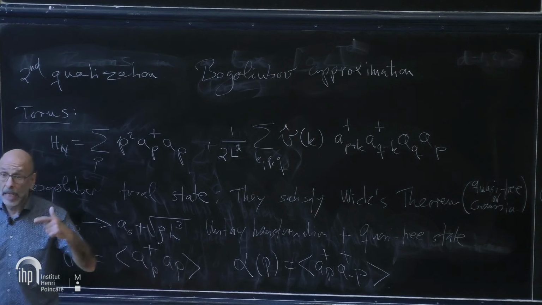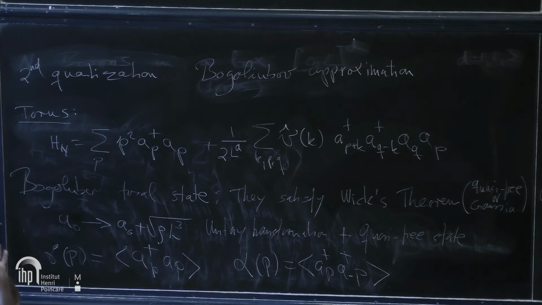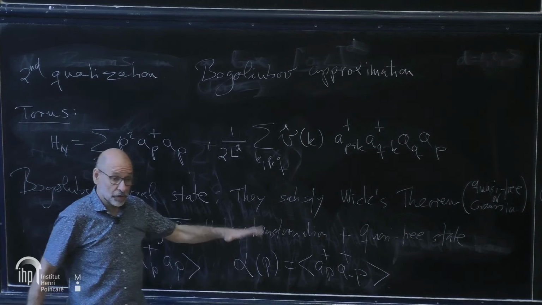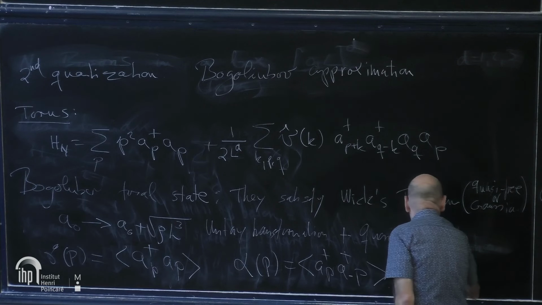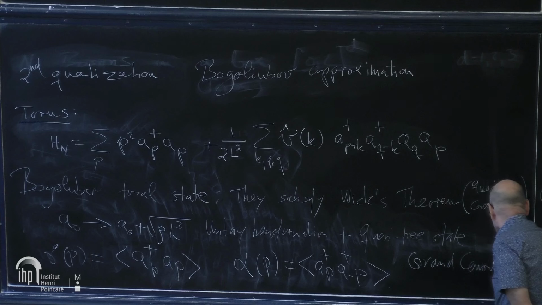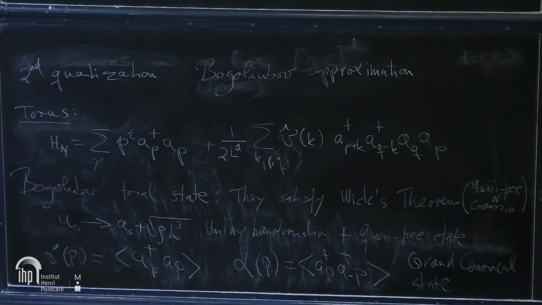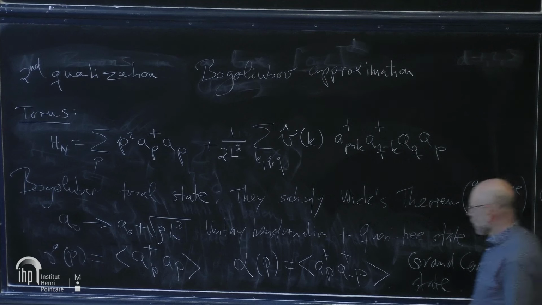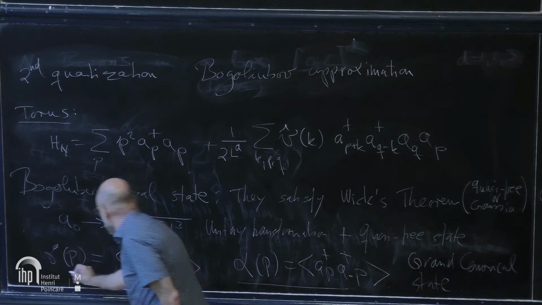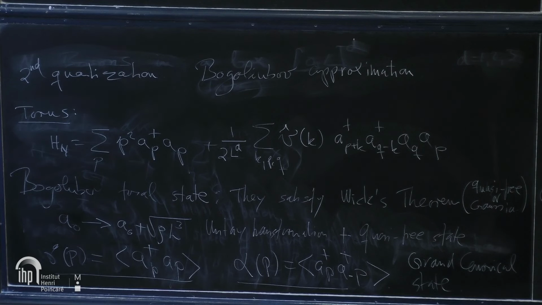So I'm using a grand canonical trial state, because when I do this and then go to a quasi-free state, it's really a grand canonical state. But that's not important since we have equivalence of ensembles. So I can certainly do that and get the right answer. I want to express the energy per volume in terms of these two quantities, the a dagger p a p and a dagger p, a dagger minus p. I'm assuming everything here is real and depends only on the momentum.